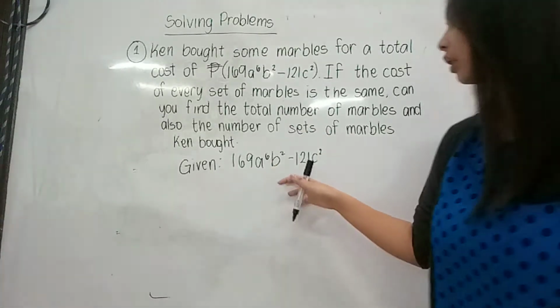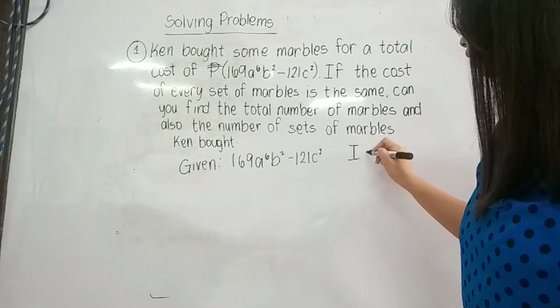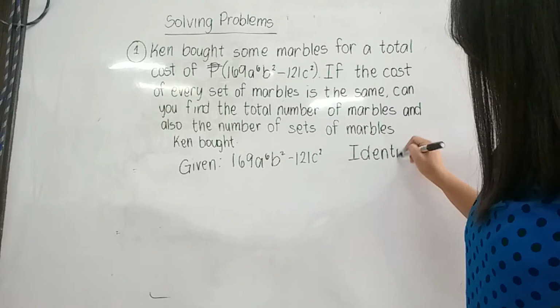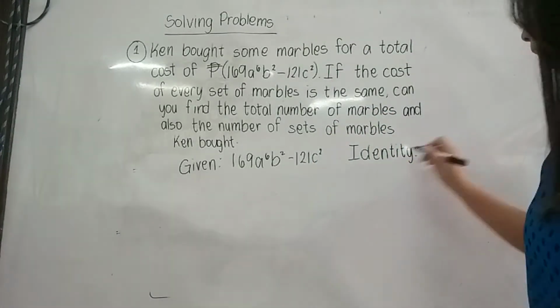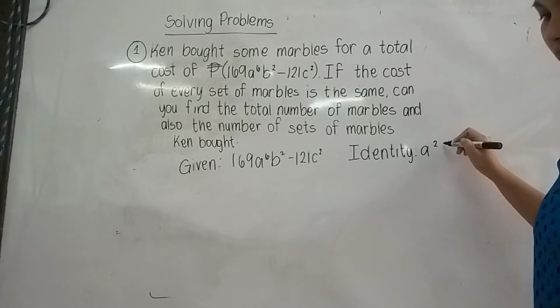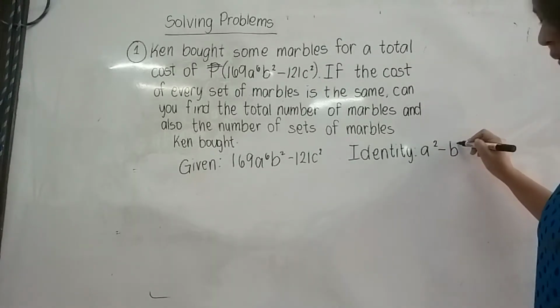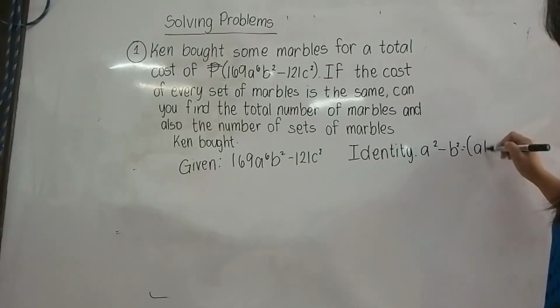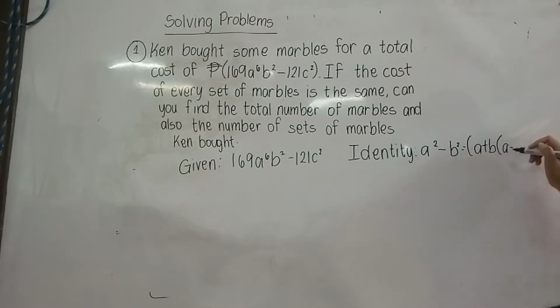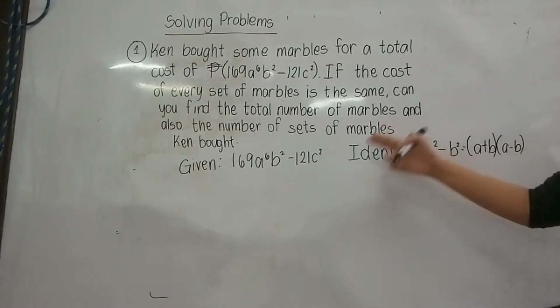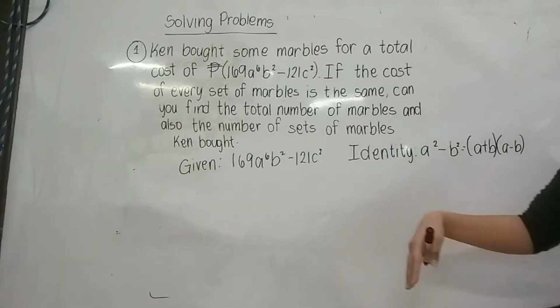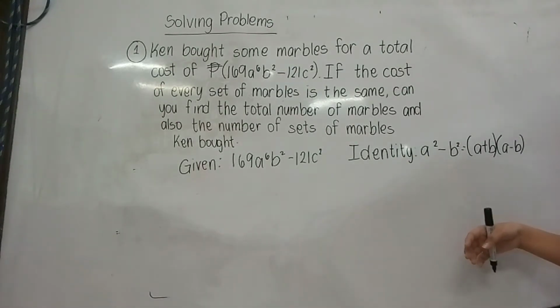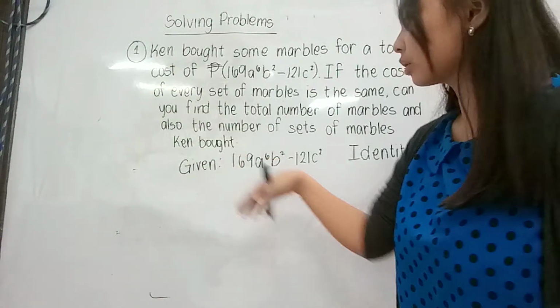Di ba ang identity natin dito? So, we have the identity for this given problem: a squared minus b squared is equals to a plus b times a minus b. Ito yung identity na gagamitin natin for this given example. Ngayon, i-apply lang natin siya or square root muna natin siya. Okay? So, square root muna natin siya.